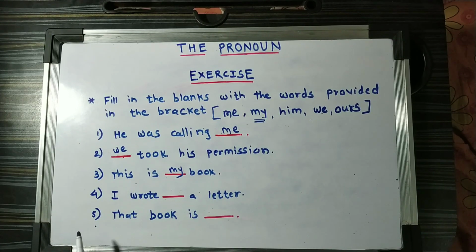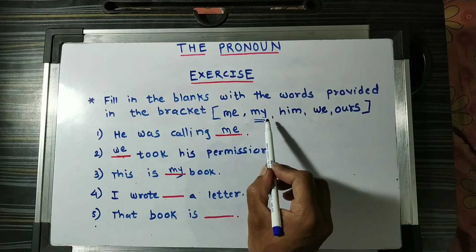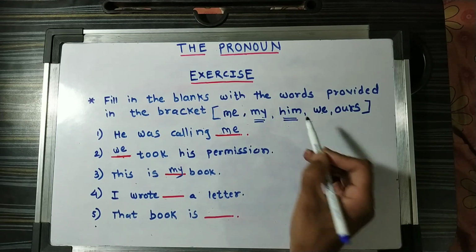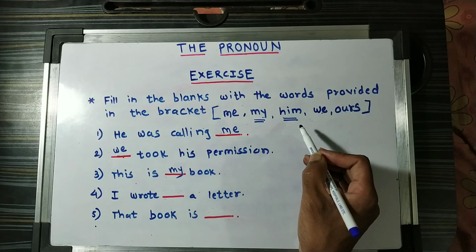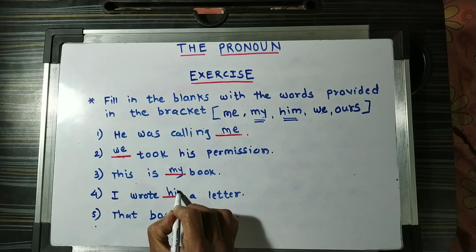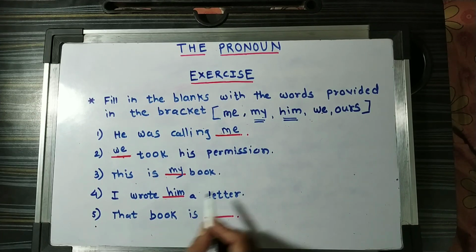Now let's start with the fourth example. I wrote dash a letter. I wrote me a letter, not possible. I wrote my a letter, not possible. I wrote him a letter. Yes, it is making some sense. This is the appropriate sentence. I wrote him a letter. We are getting complete meaning over here, and therefore the word him suits here in the blank, and therefore we have taken it here.